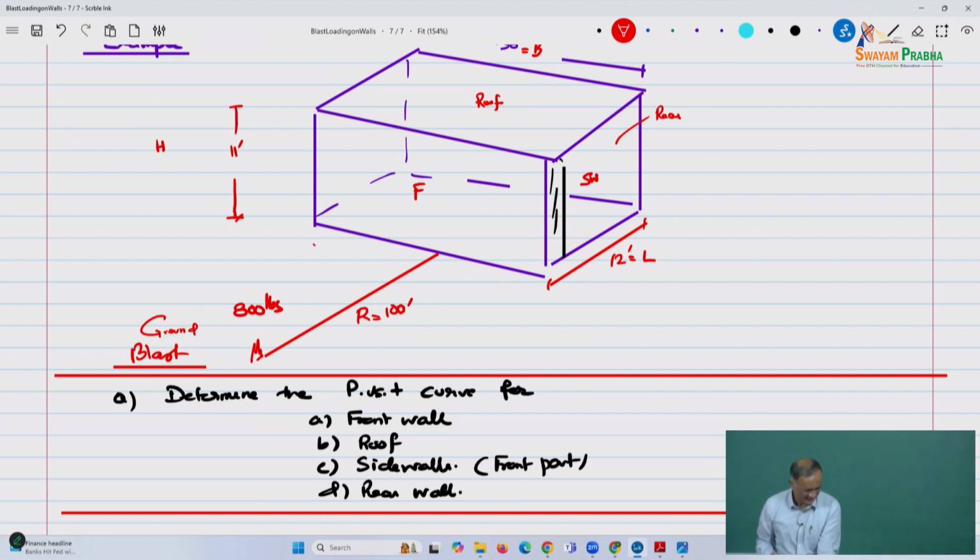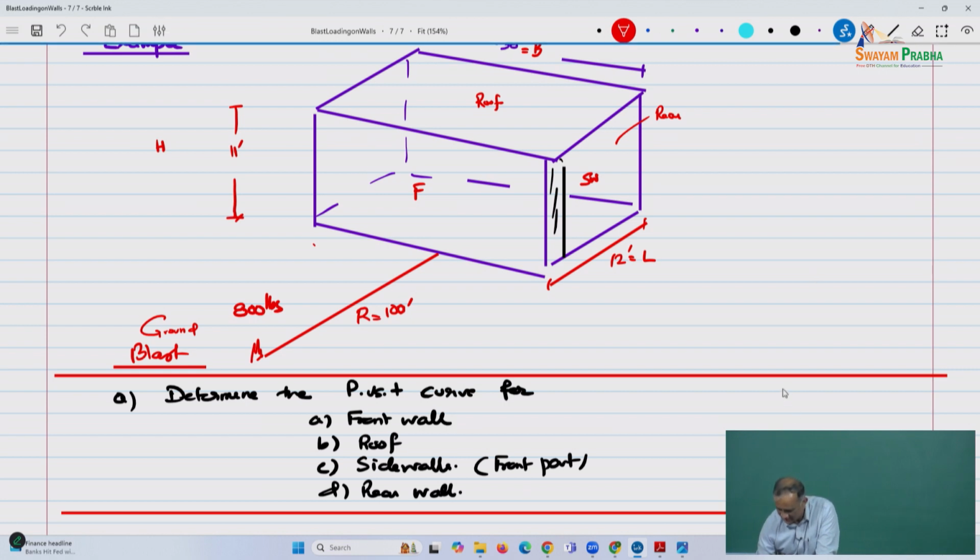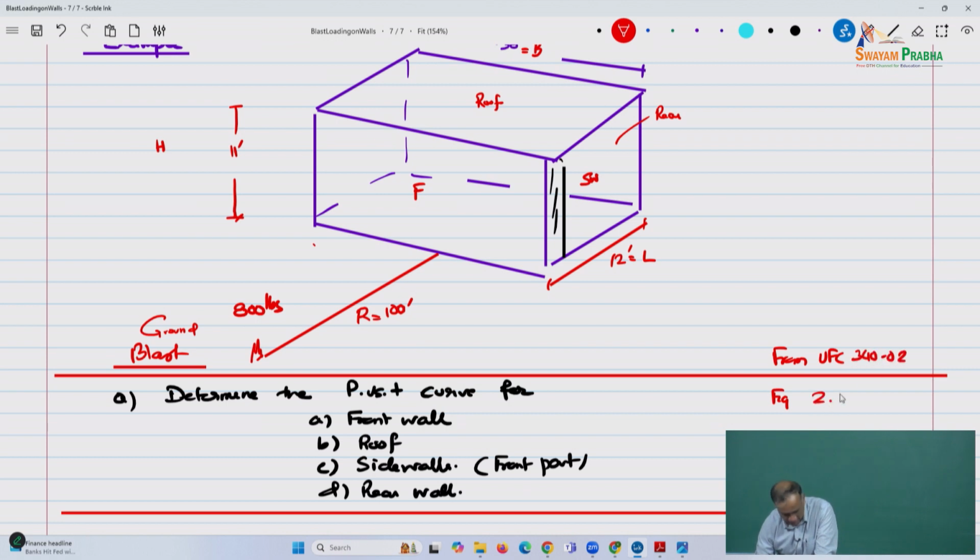Or Kavi or so. So important figures I use are, this is all from UFC 3-340-02: figure 2.3, 2.196, 2.197, 2.198, 2-15. These are some, and I'll bring those references as we go along.